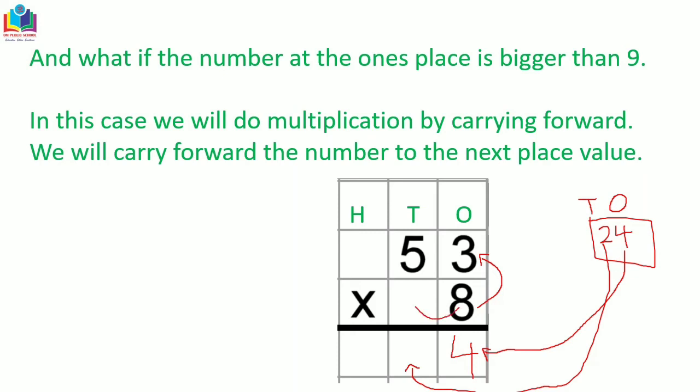Now we have to also multiply 8 with 5. If you know the table of 8 or the table of 5, you know that 5 into 8 or 8 into 5 is equal to 40. But we cannot write 40 here. We still have this 2 to add. We have to add this 2 in 40. So let's add 2. How much will you get? 40 plus 2 is equal to 42. So we need to write 42.